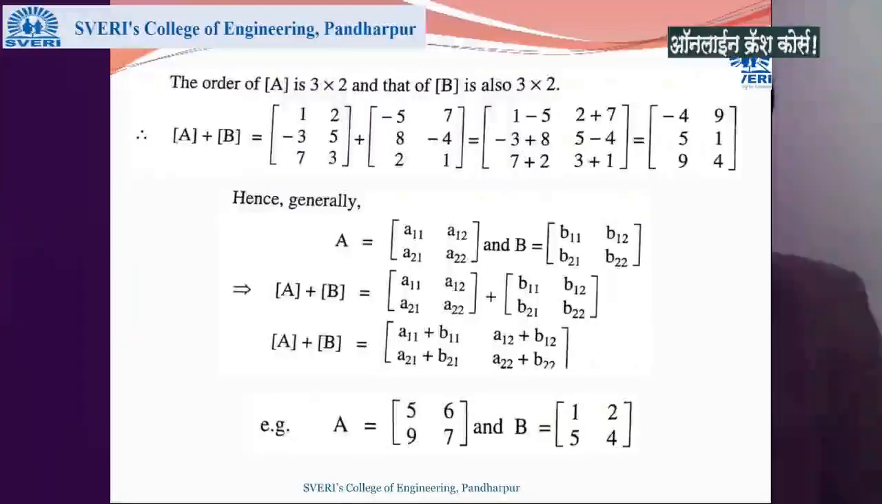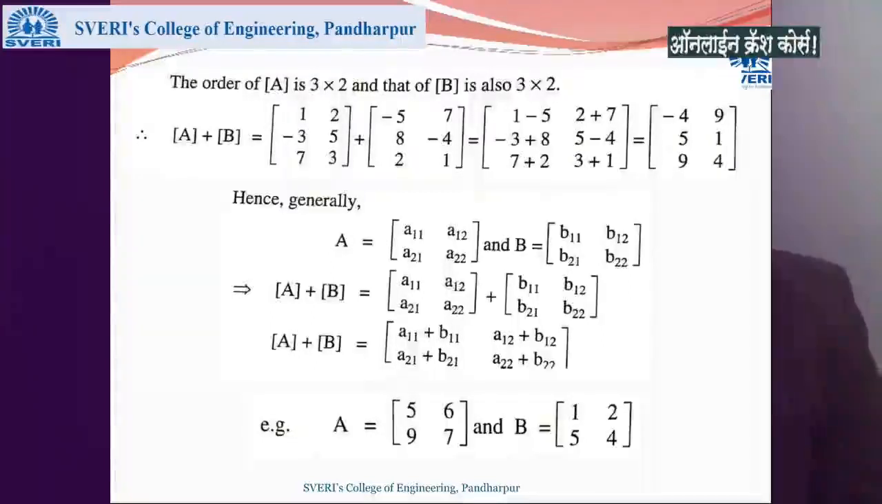In the first row we get 1 minus 5 in place of the first element, then in place of the second element 2 plus 7. Then in the second row, the first element is minus 3 plus 8, and the second element is 5 minus 4. Then in the third row, the first element is 7 plus 2 and the second element is 3 plus 1. Which gives minus 4, 9, 5, 1, 9, 4.